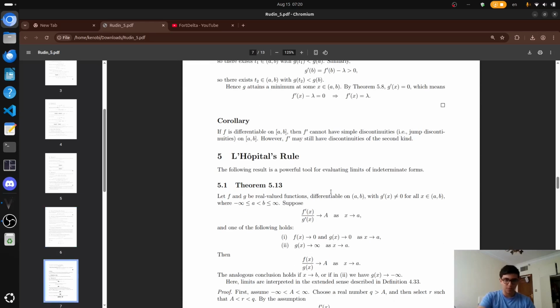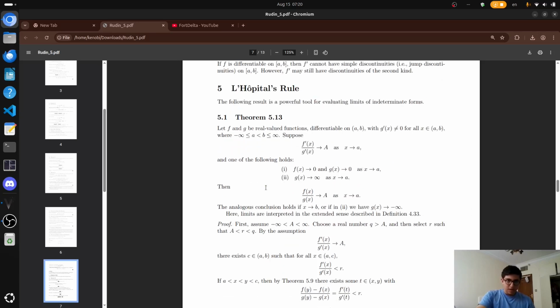Now for L'Hopital's rule. This is a very important rule that you've seen in calculus. Let f and g be real valued functions differentiable on (a, b) with g prime of x not equal to 0 for all x in (a, b), where negative infinity is less than or equal to a, less than b, less than or equal to infinity. And suppose f prime of x over g prime of x goes to A as x goes to a. And we have one of the following: f of x goes to 0 and g of x goes to 0 as x goes to a, or g of x goes to infinity as x goes to a. Then f of x over g of x goes to A as x goes to a.